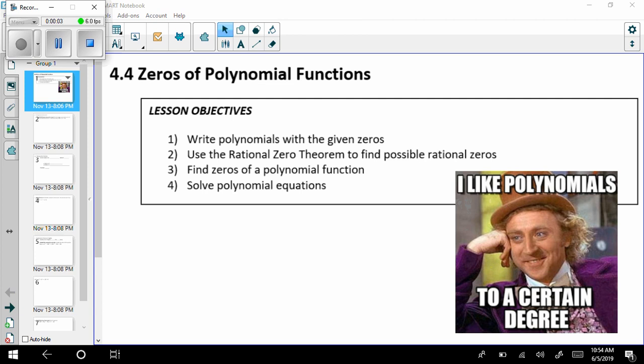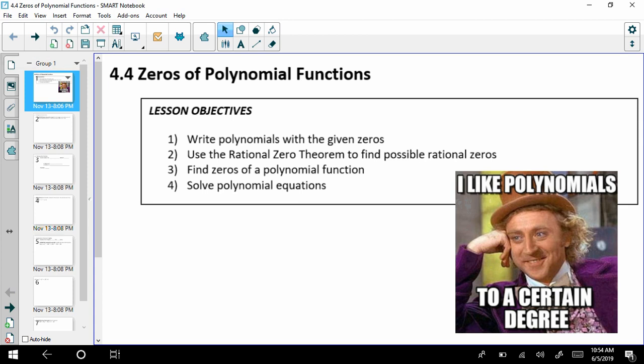Section 4 is focusing mainly on finding the zeros of polynomials. So today there could be 2 answers, 3 answers, 5 answers. It depends on what the degree of the polynomial is. That'll really determine how we go about finding our answers.